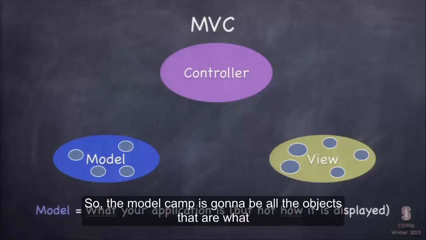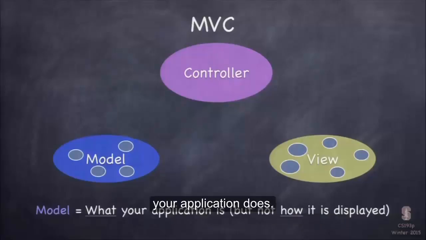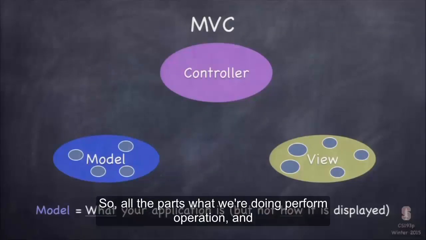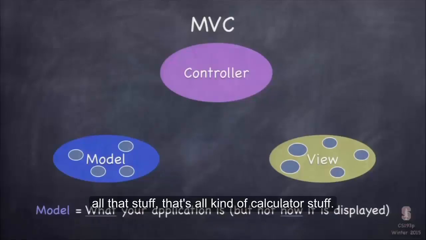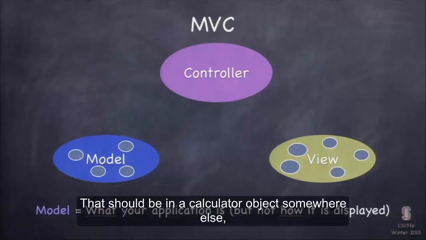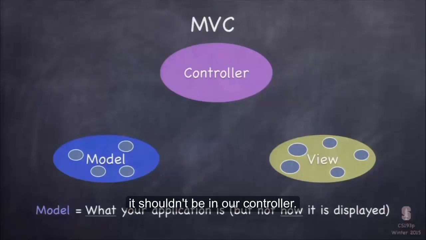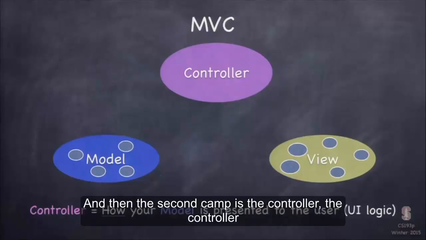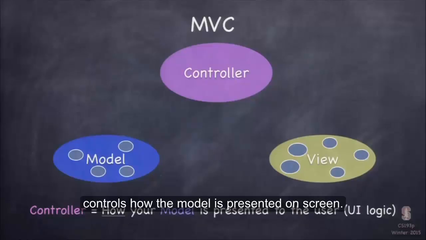So MVC is basically a mechanism where we divide up all the objects in our application into one of these 3 camps. On the left there you see the model. The model camp is all the objects that are what your application does. For our calculator, it calculates. So all the parts where we're doing perform operation and all that stuff, that's all calculator stuff. That should be in a calculator object somewhere else. It shouldn't be in our controller. And then the second camp is the controller. The controller controls how the model is presented on screen.